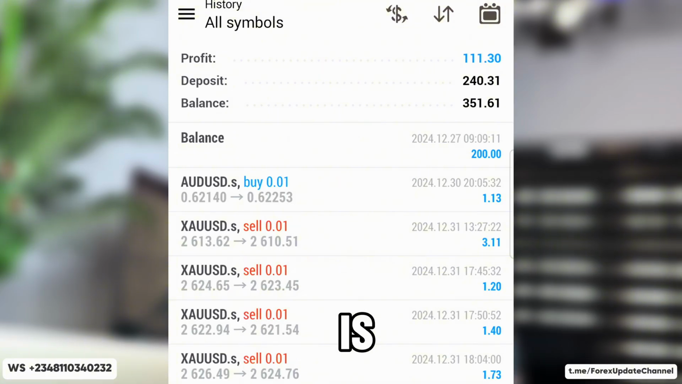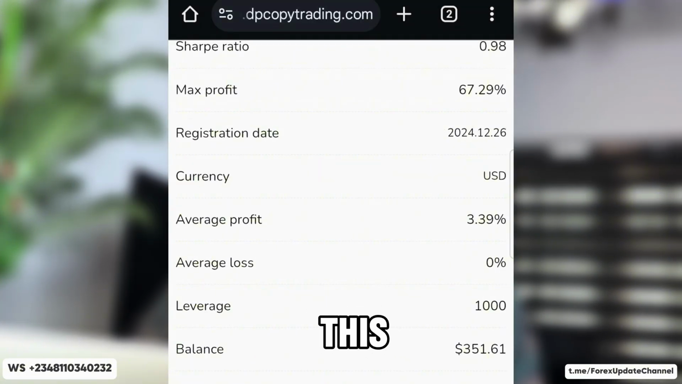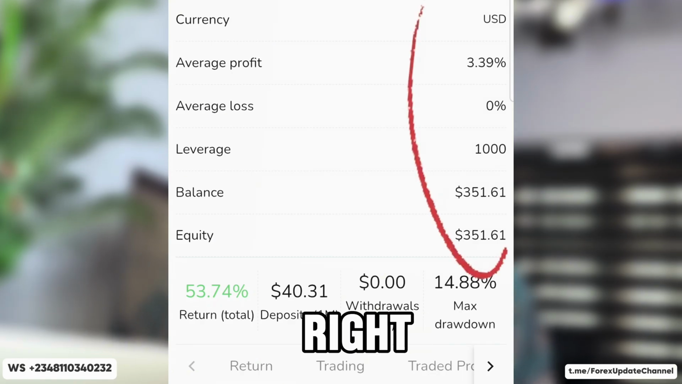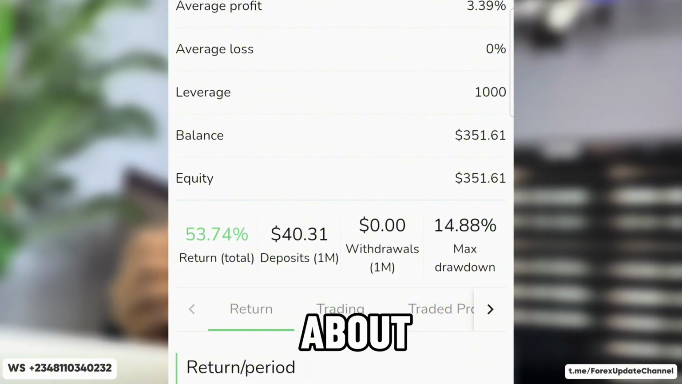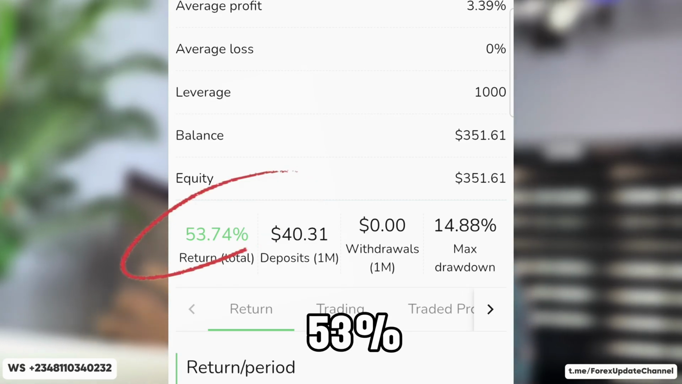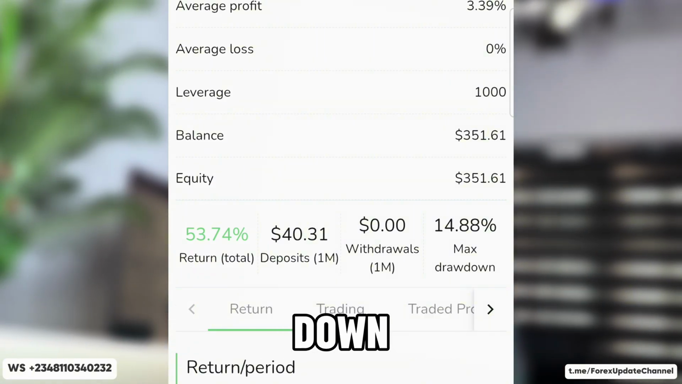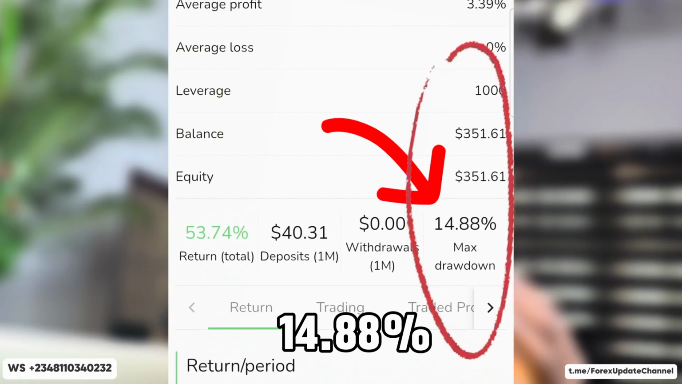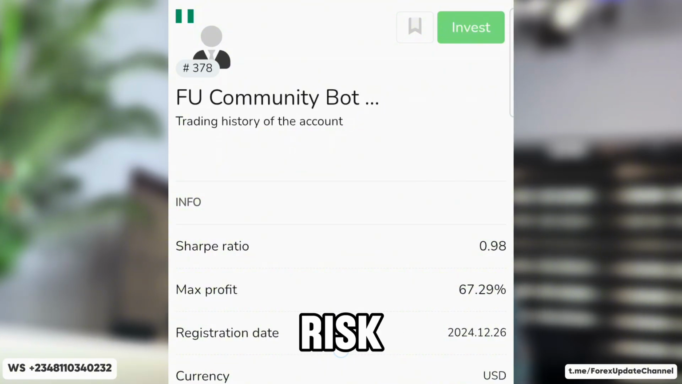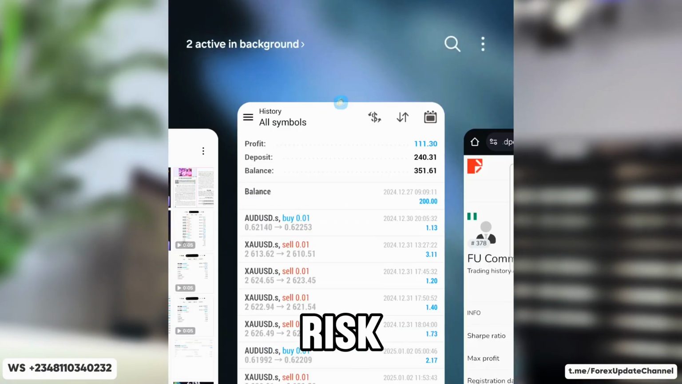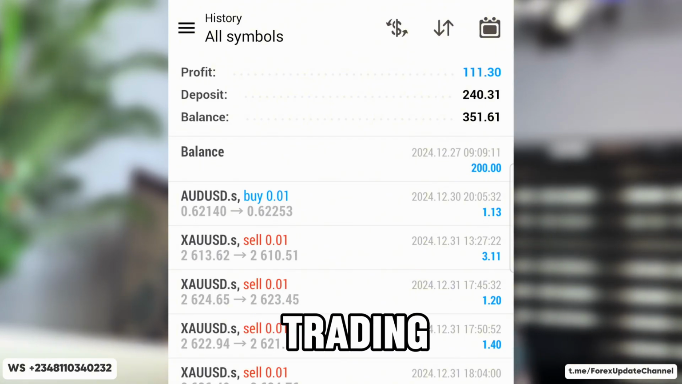The balance is at $351. You can see this $351, equity $351, and so far it makes about 53% profit in about 2 weeks. The best part is the max drawdown, about 14.88% drawdown. This is like 100% risk-free trading. Imagine you having what it takes to achieve this every trading day.